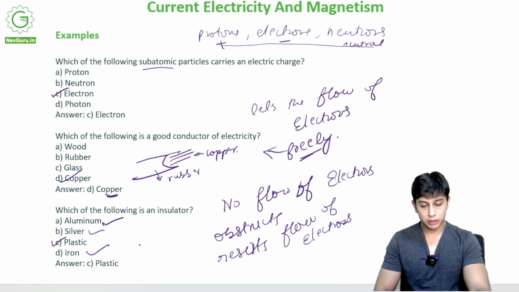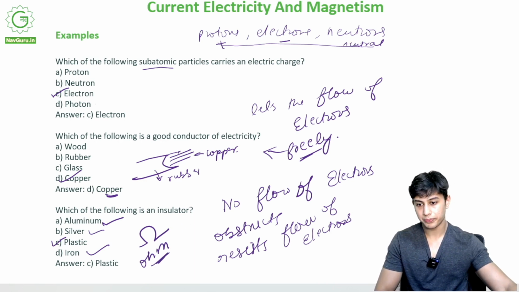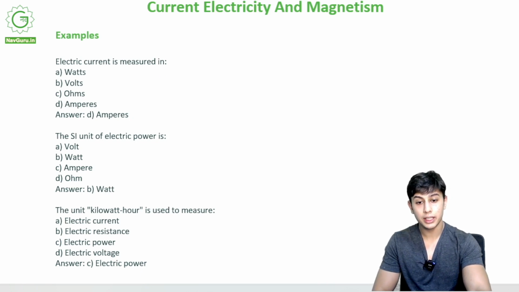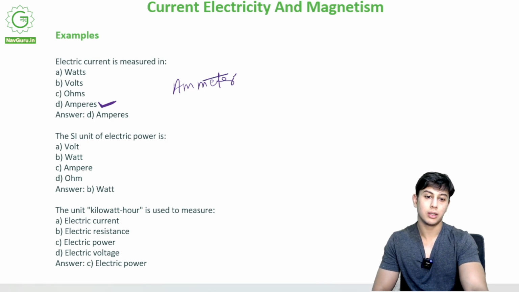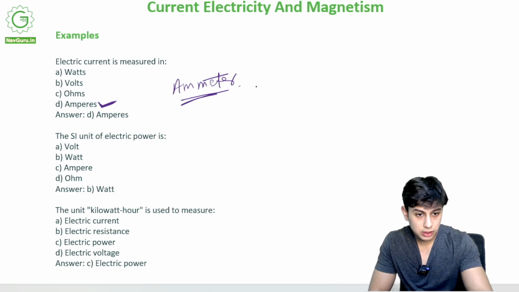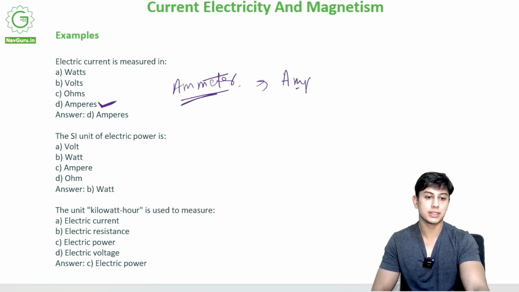What is resistance? How much resistance would it provide to the flow of electrons? The unit of resistance is ohm, like Jadoo says, right? Ohm, OHM. Electric current is measured in what? Electric current is measured in amperes. What do we use to find out how much current? Ammeter. And the unit is A, amps.